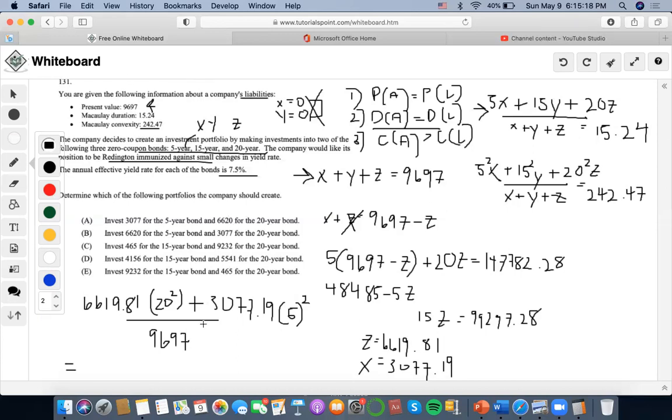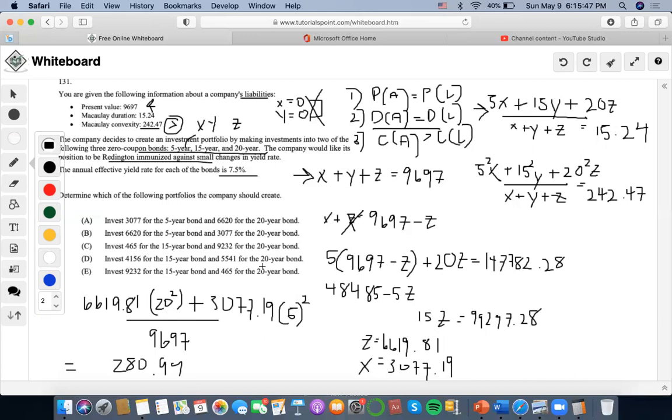So it's going to be 272453 divided by 9697. So the answer I'm going to get is 280.99, which is practically 281. So we see here that this convexity is clearly greater than this one, which means that it all works out fine by setting y equals 0.